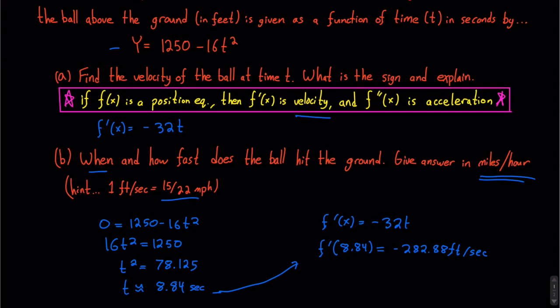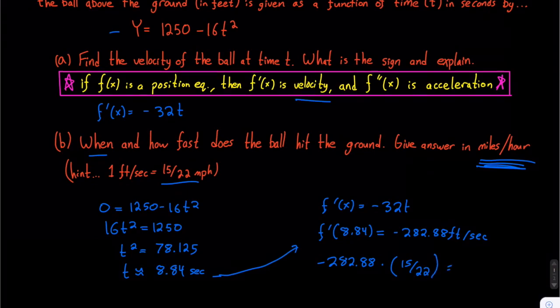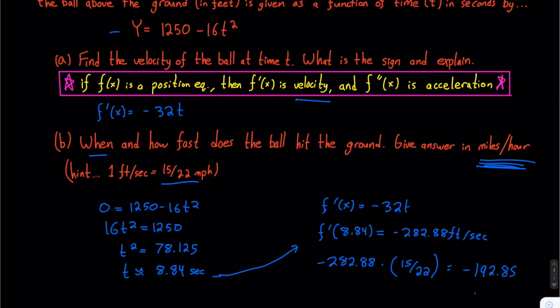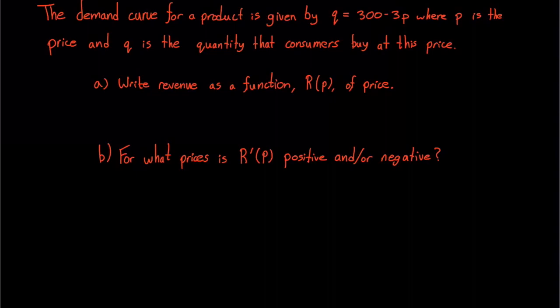But remember, we want it in miles per hour. So to do this, we're going to take the answer we just got and multiply it by our conversion factor, which is negative 192.85 miles per hour. All right, let's look at another word problem.